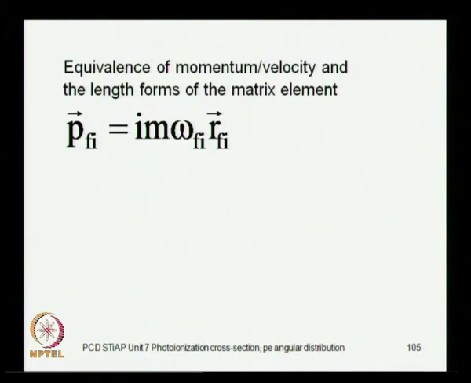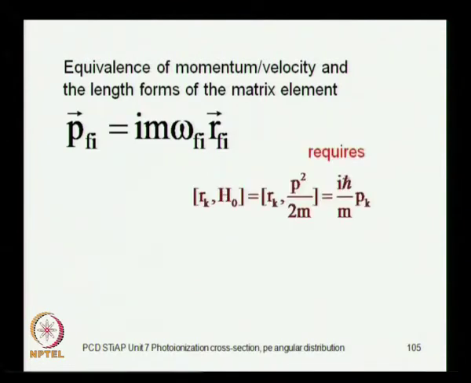will cause a breakdown of the equivalence between the momentum form and the length form of the matrix element, because the equivalence between these two forms, that you just have a multiplier i m omega, and this is the only thing which connects them. If you just multiply the length form by this factor i m omega, you should get the momentum form. This assumes that the position operator commutes with the potential energy operator, okay?